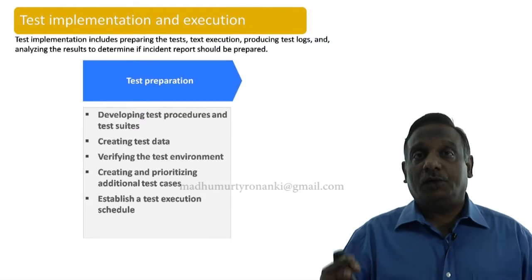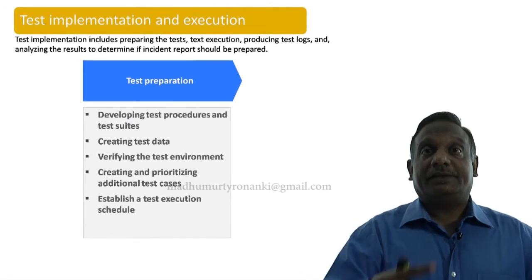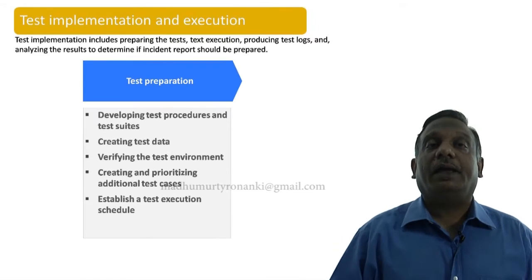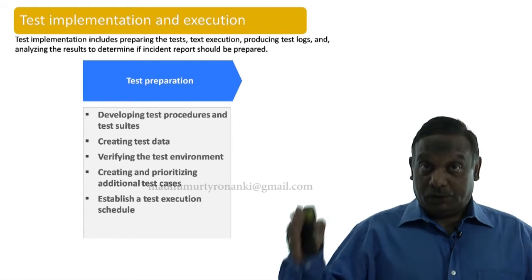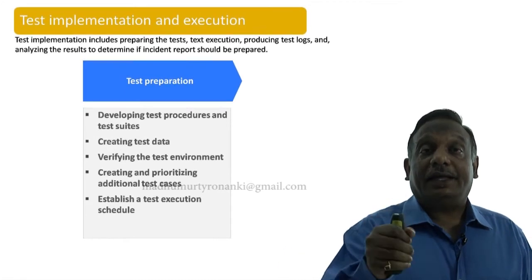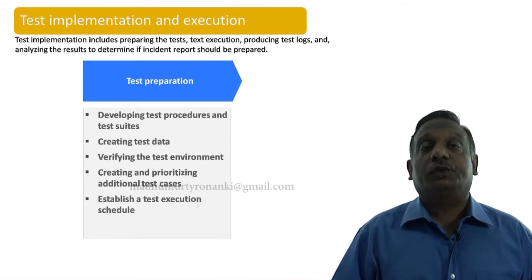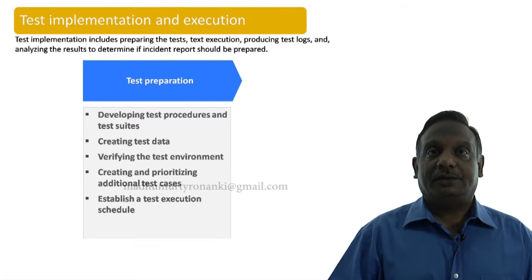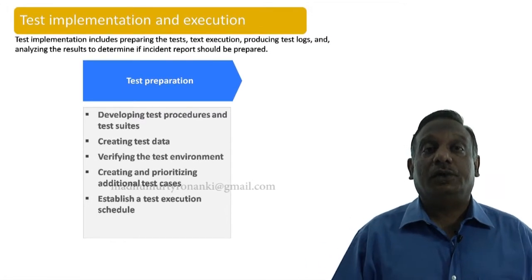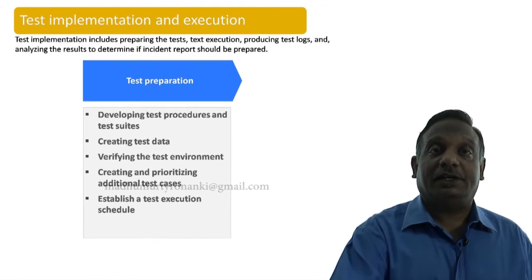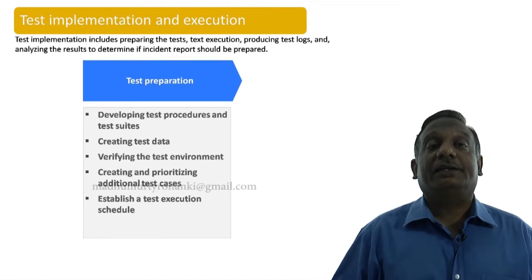If anything has been forgotten or missed, or during reviews somebody has reported that some test cases can be added, you actually create them during the preparation time. And then you have to create what we call a test execution schedule. What does it mean? Usually test execution happens in terms of cycles. So, who will do what test cases when? That execution schedule will have to be created by test leads, and that will be followed by the test engineers to conduct their test execution.